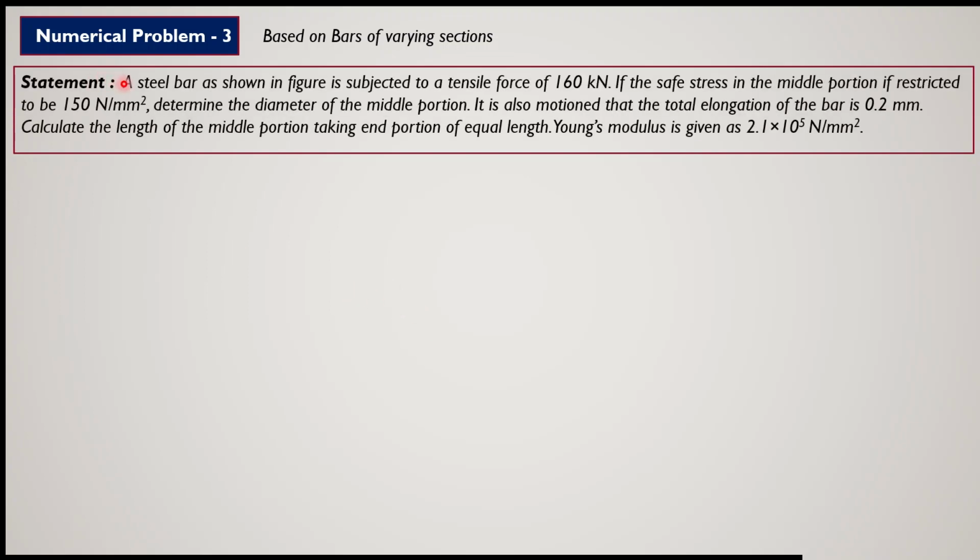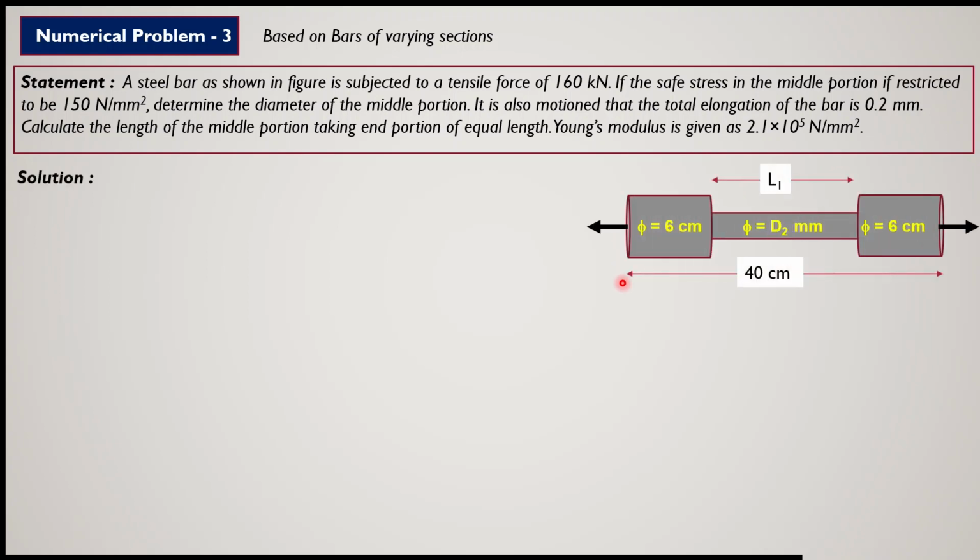Now the statement is: a steel bar as shown in the figure. Let us go through the figure, but before that, let us just understand the statement. A steel bar as shown in the figure is subjected to a tensile force. Whatever force is acting on the steel bar is given as 160 kilonewton.